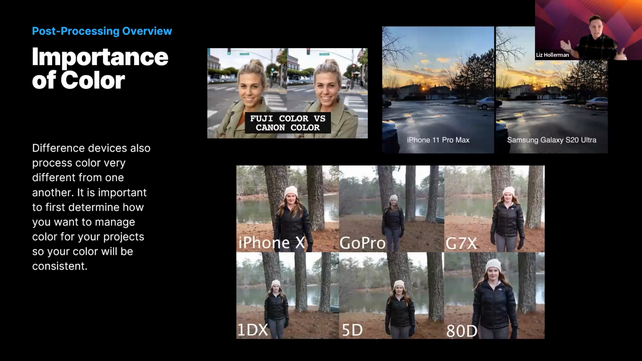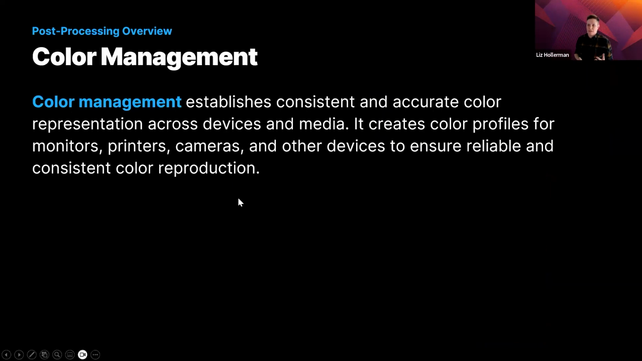But at the end of the day, we need a way to ensure that we can have consistency of our color across these devices, okay? So if someone filmed with a Fuji and someone else filmed with a Canon, how are we going to translate that into maybe a single project, okay? So this is where color management comes into play. It's trying to establish that consistent and accurate color representation across the devices. So you're going to create a color profile for different monitors and printers and cameras and other devices to ensure that you have a reliable and consistent color reproduction, all right?